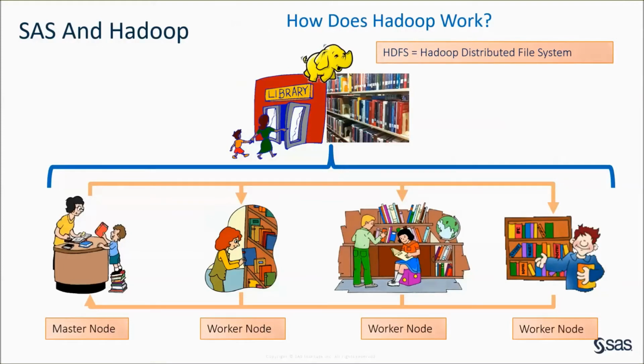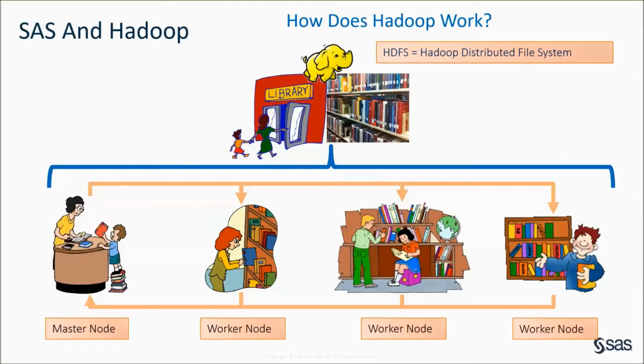The librarian in this metaphor is likened to the master node. And the master node keeps track of everything that's going on. Now imagine a library where all of the books are just scattered and redundantly placed on many different bookshelves, such that if a bookshelf burned up, you would still have a replicated copy of it somewhere. Well, that's the same way Hadoop works.